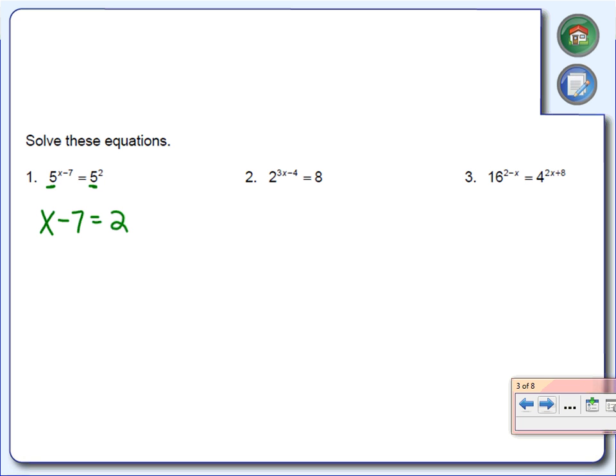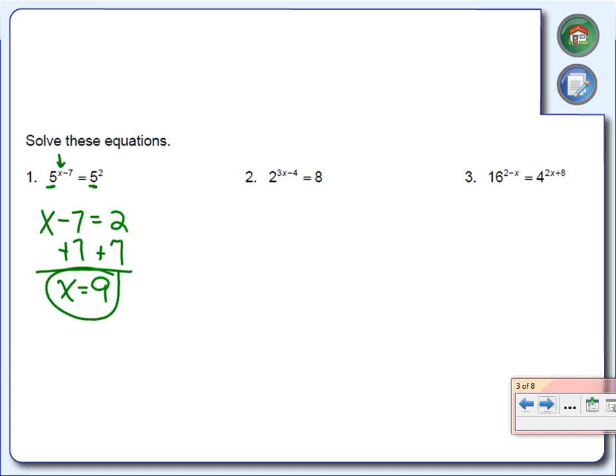Anybody know what I need to do to solve for x? Add 7. We're going to add 7 to both sides. And when I do that, 2 plus 7 should give us a 9. Therefore, the solution to this equation is x equals 9. Now, just like you do with any other equation, you can always check your answer to make sure it's correct by taking that answer and substituting it back in. So if I take this 9 and substitute it in for that x, what do you get when you subtract 9 minus 7? 2. Is a 5 squared going to equal a 5 squared? Yes. So we know we have the correct answer.